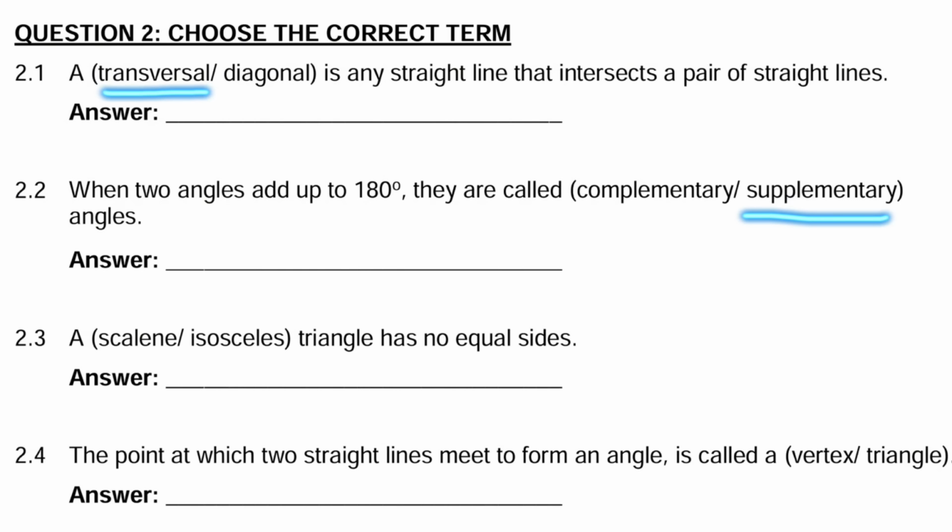2.3. A what triangle has no equal sides? This was asked in a multiple choice as well. You know, a scalene triangle has no equal sides. So 2.3, the answer is scalene.